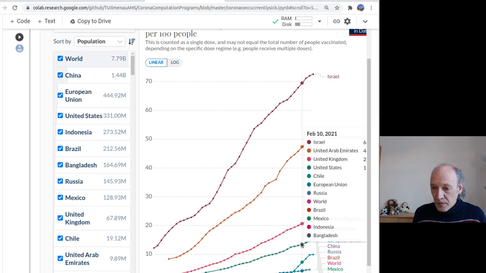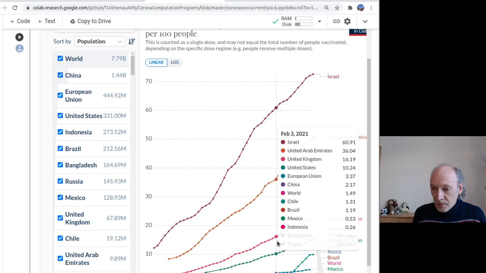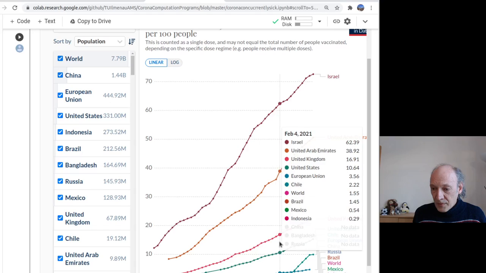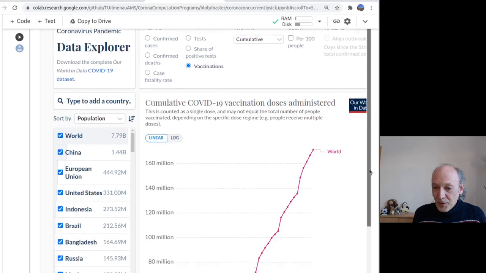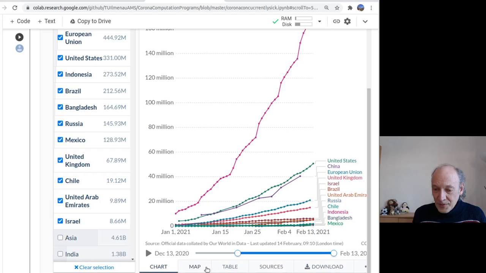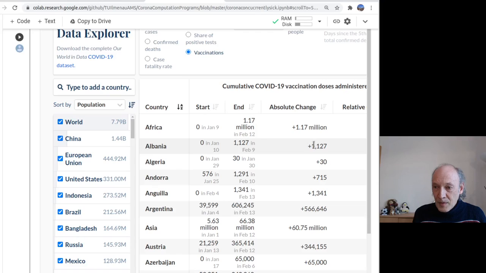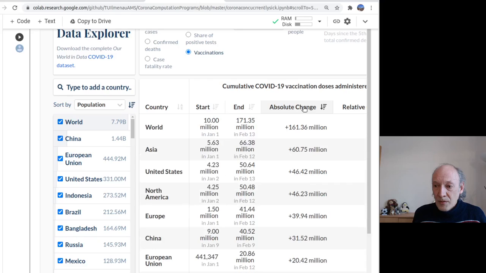Let's see. Yeah, so you have slightly different data points here. Also, what I also found interesting is instead of per 100 people, the absolute numbers. And then I take a table and say absolute change. So that shows you that here in the world we already have 170 million vaccinations. So it's actually kind of amazing how many vaccinations they were able to make in this short time. So it's just 1.5 months. In Asia, they have 66 million, United States 50 million, North America about the same, then Europe 40 million.